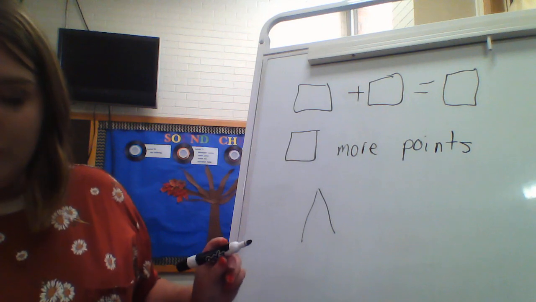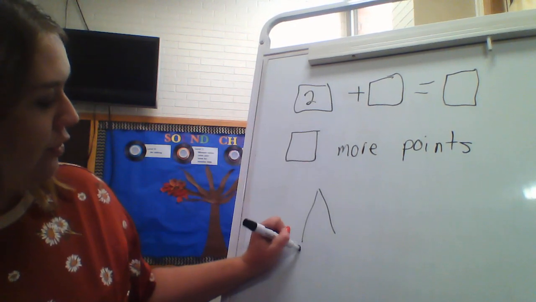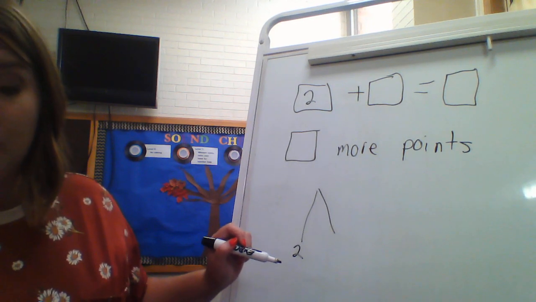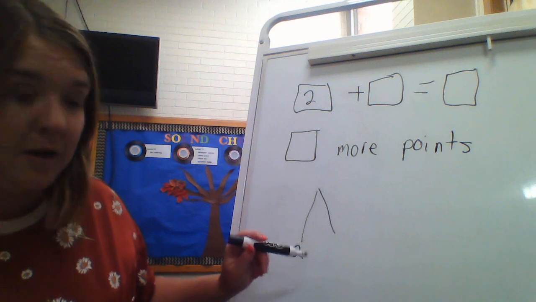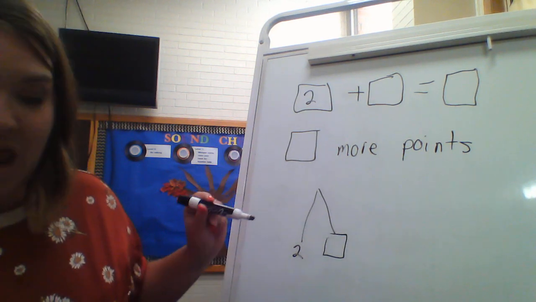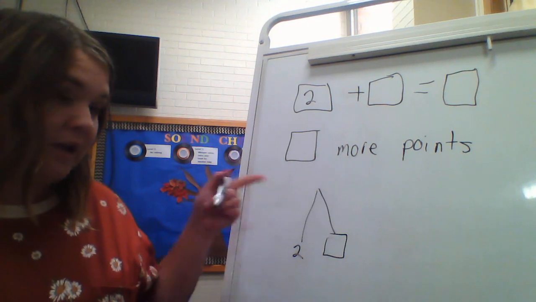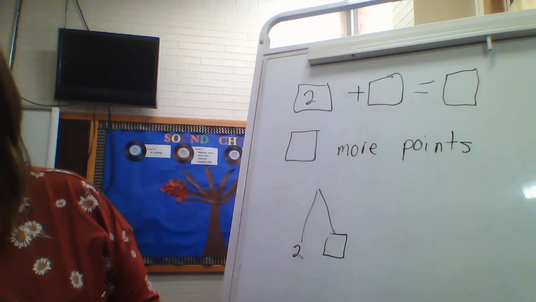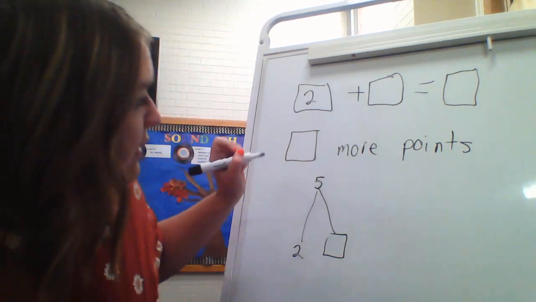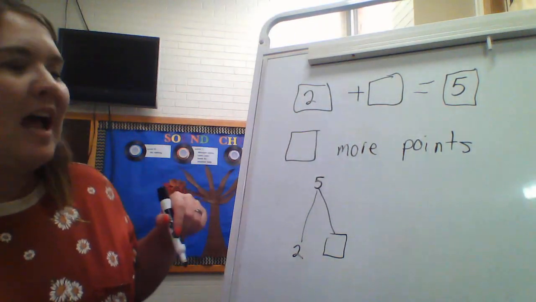So, she had 2 points. So we started with 2, and some more. Ooh, they scored some more. We don't know how many more. 2 and some more make however many points they had at the end of the game. Their total goes at the top of our math mountain. They had 5 at the end of the game. So we have 5 at the top of our math mountain. It equals 5. 2 plus how many equals 5?